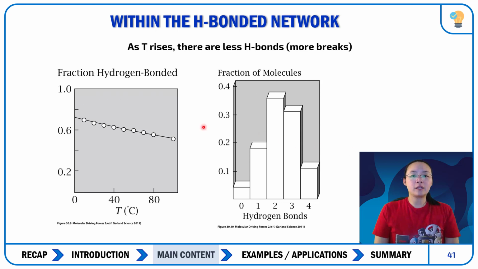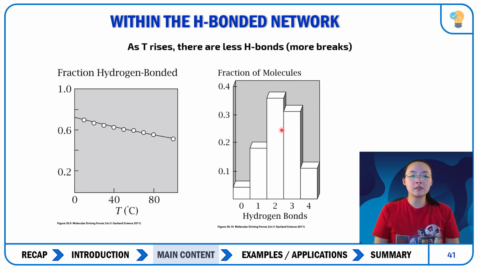On the graph to the left, it shows the percentage of molecules that are hydrogen bonded at specific temperatures. And this is a trend that you can probably predict yourself. The higher the temperature, the fewer the molecules that are hydrogen bound. We can expect more breaking to occur with higher temperatures because there's going to be a faster movement of molecules. That totally makes sense.